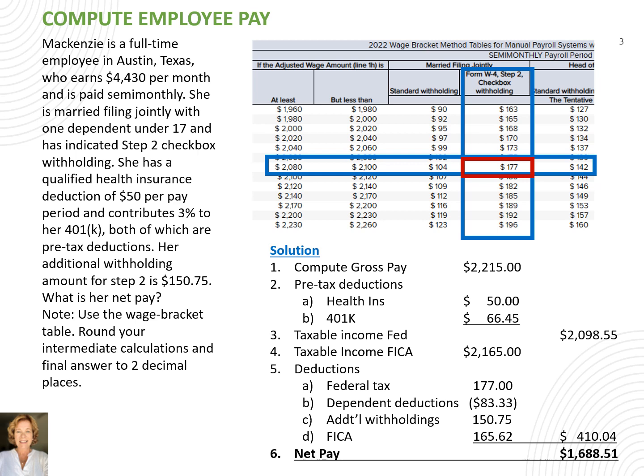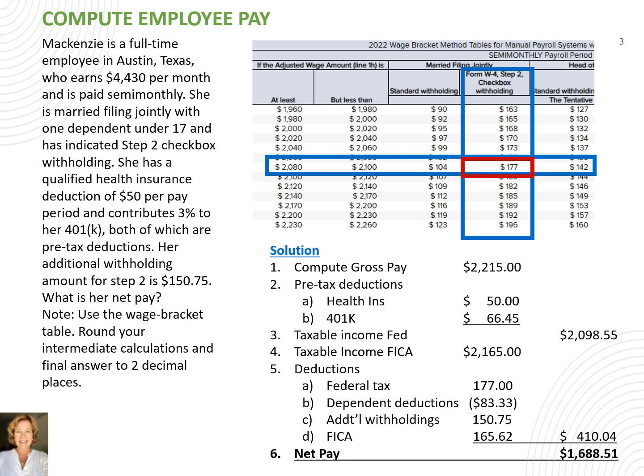We start with the gross pay calculation by dividing the monthly salary by 2 to get the semi-monthly wages of $2,215. We deduct the pre-tax deductions, which we're told is medical insurance for $50 and 3% for the 401k, which is $66.45. So once we deduct the pre-tax deductions from the gross pay, the result is taxable earnings of $2,098.55 for federal taxes and $2,165 for purposes of calculating FICA.